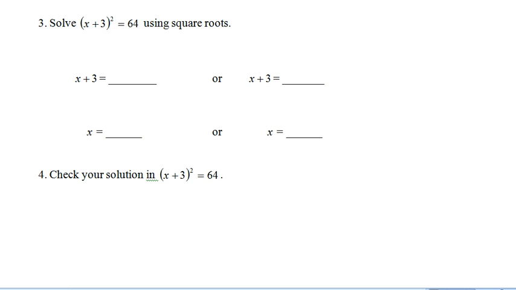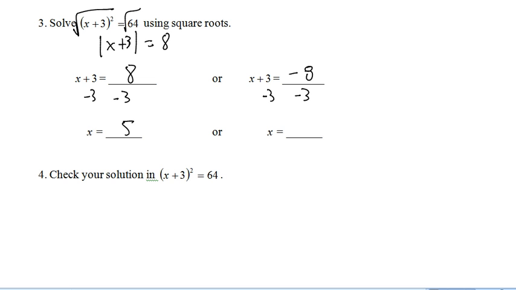Okay, question 3. We've already got the squared thing by itself, so let's just square root both sides. So I get the absolute value of x plus 3 equals 8. Which means that x plus 3 is either going to equal 8, or x plus 3 is going to equal negative 8. Subtract 3 from both sides, I get 5. Subtract 3 from both sides, I get negative 11. So x is either going to equal 5 or negative 11 to make that true. And let's just make sure that that's the case.